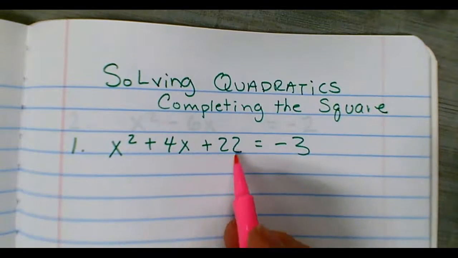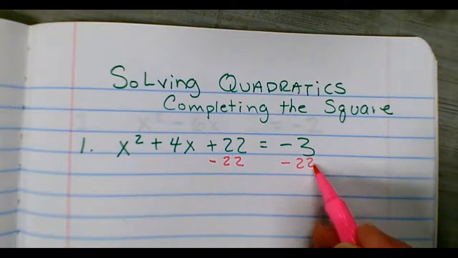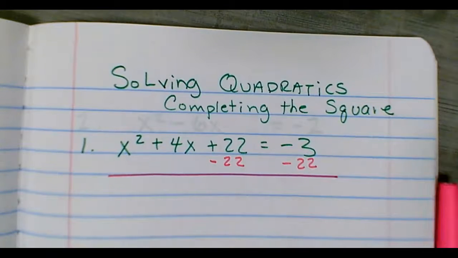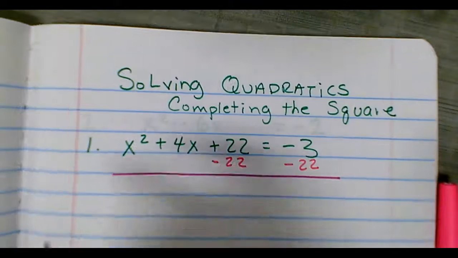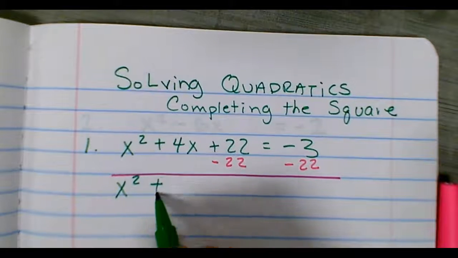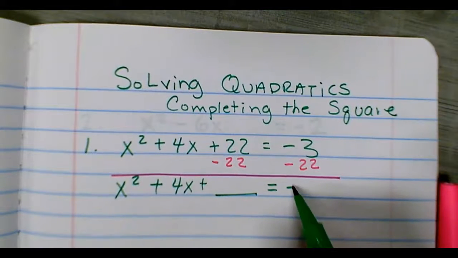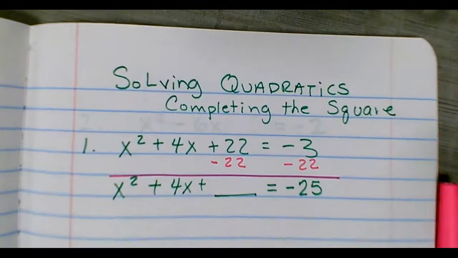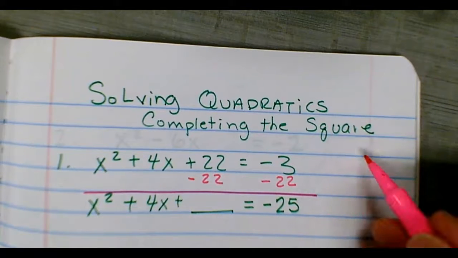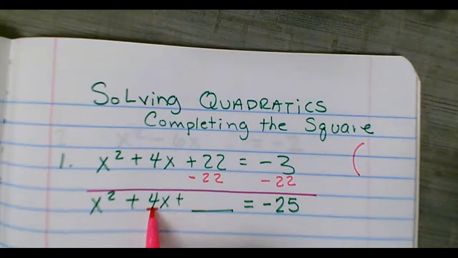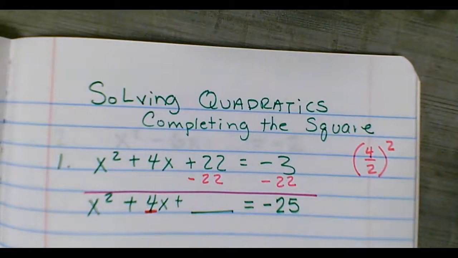This is not the correct number to complete the square, so I need to subtract 22 from both sides of this equation. And I'm going to skip a space because I'm going to come back in here and add in my perfect square number. Where am I going to get this perfect square number? The b divided by 2 and square it.